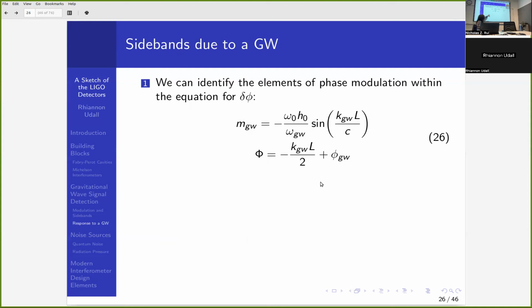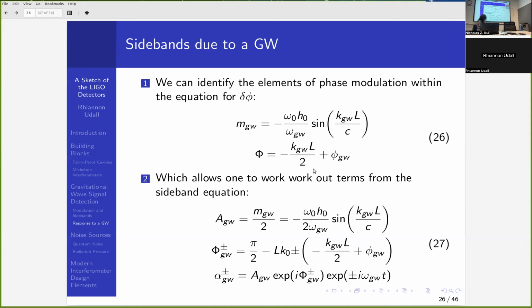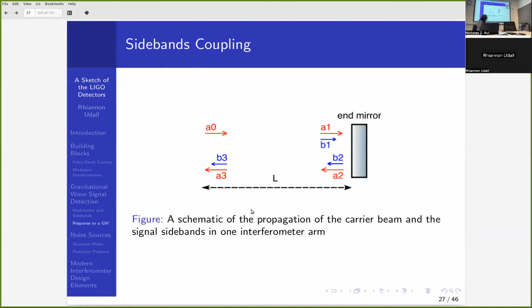So you can go back to the phase modulation equation we had earlier, and you can correspond these things to those things. It looks like this. And then you can do some math to get out this quantity, which we will use a bunch immediately. Okay, so yeah, math, there you go.